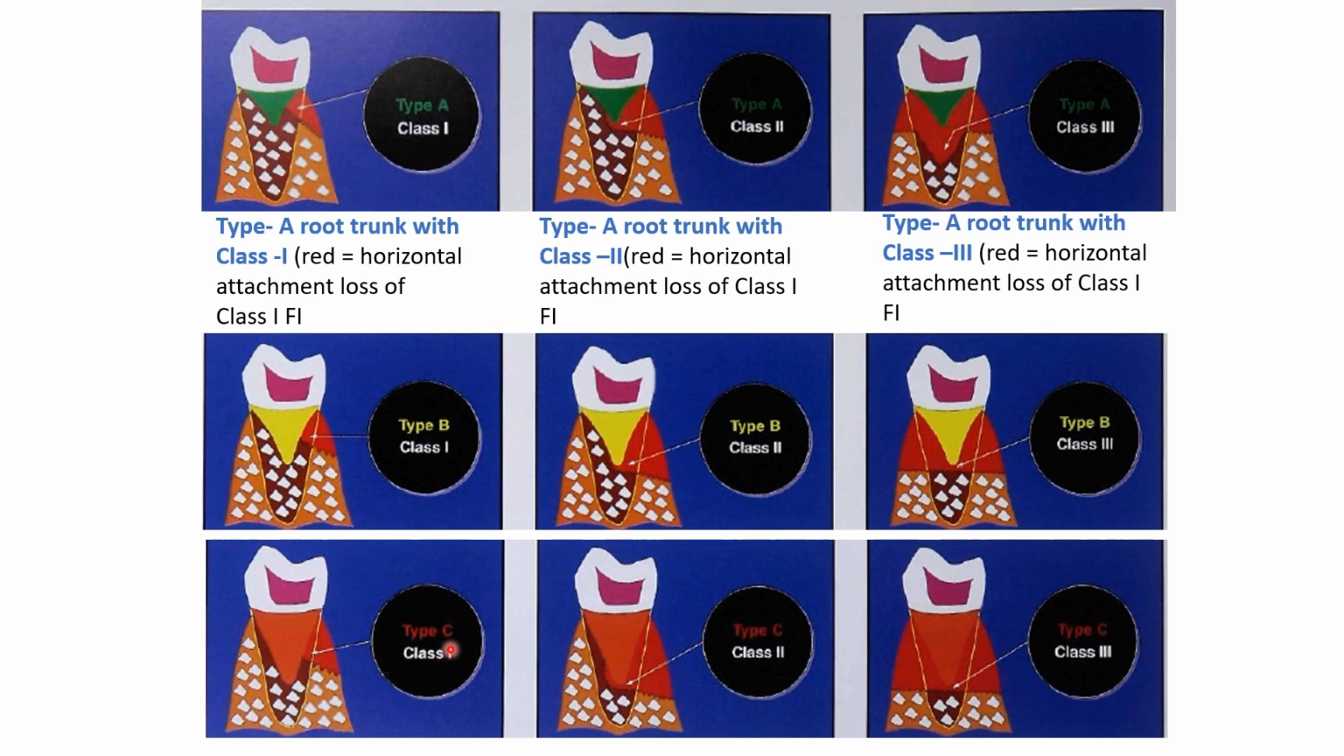Then we see on to the type C class 1. In type C class 1, type C, more than 2/3 of the root trunk is involved. Type C class 1 means horizontally only 1/3 is involved. Type C class 2 means horizontally more than 1/3 but less than 2/3 of the horizontal component is involved. And type C class 3, through and through is involved horizontally. So that is how with each type there are 3 different classes.